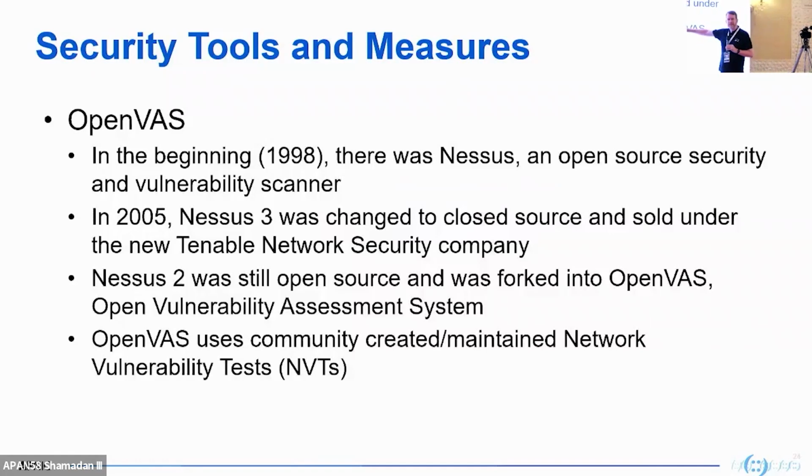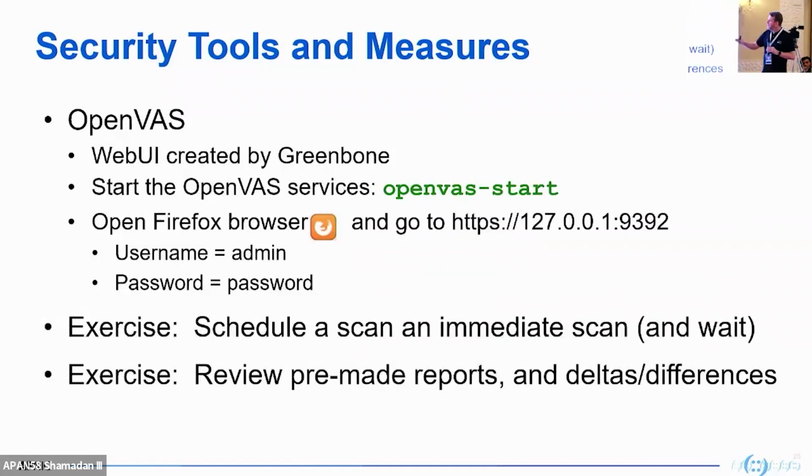OpenVAS is a fork from Nessus. So back before Tenable Networks was started up as a corporate entity, Nessus was a free open source vulnerability scanning tool, and that's where OpenVAS comes from. The OpenVAS tool's not running on the Linux machine by default, so we have to start it up, then connect to the local IP address.